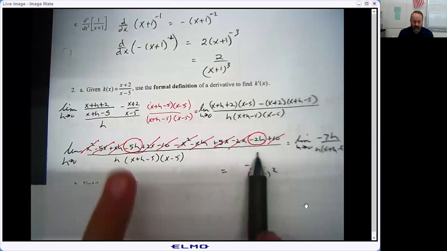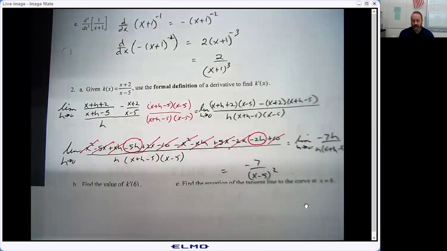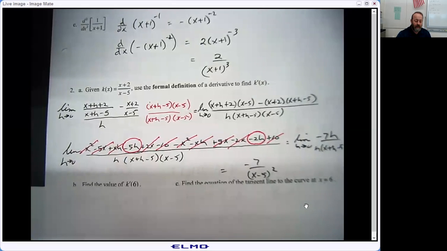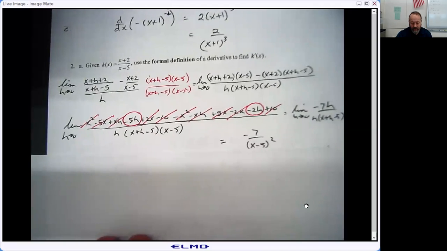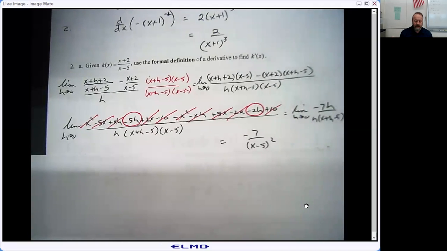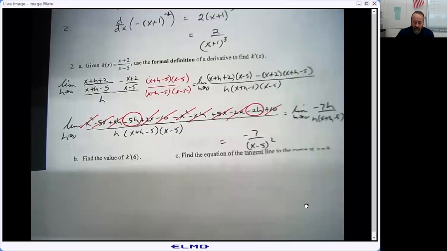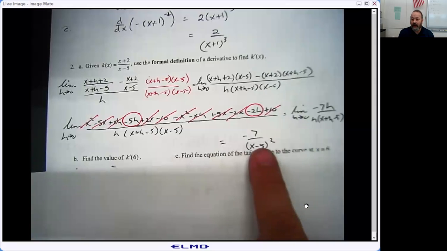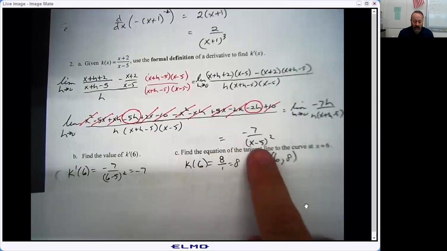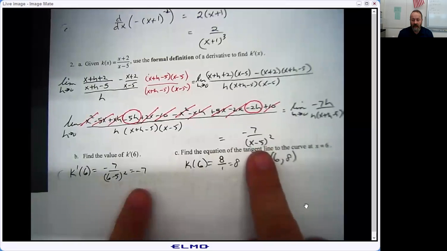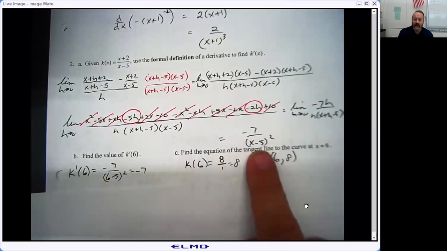Everything cancels except for those two pieces. And I got a pretty nice little value. Now, to continue on with that, really, that was just part of the question because I wanted to know a little information about it. Like, what is the derivative at 6? So if this is k prime, then k prime of 6 would just say to plug in that number 6. And if I did, I just plugged it in. I got -7, so the slope was 7.